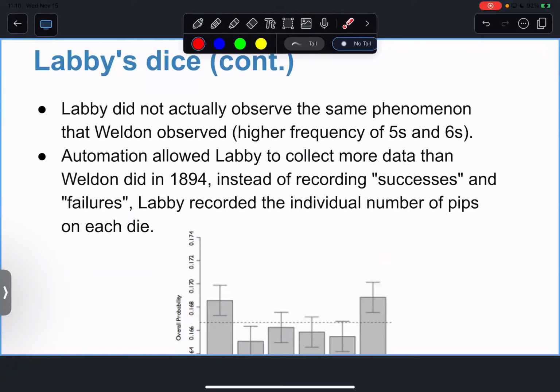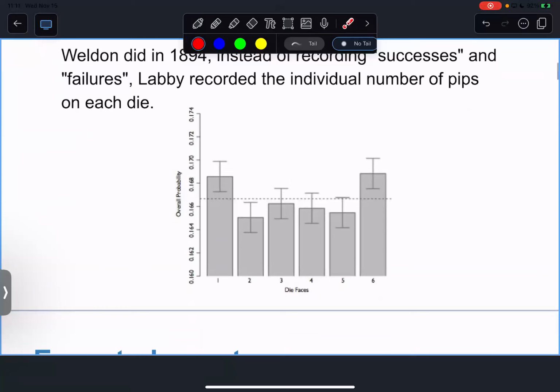Because he had technology on his side, he didn't just have to focus on a success being a 5 or a 6. He said, well, what if I just count how many 1s, 2s, 3s, 4s, 5s, 6s I get, right? And is that distribution even? So what he found was this.